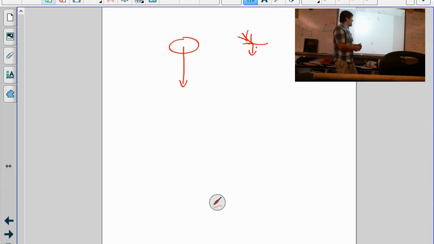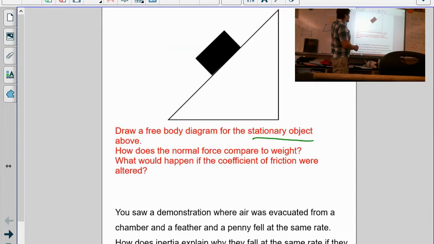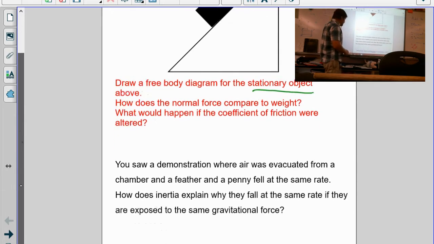And I'll just give you a hint. There's a lot less mass here, so we don't need as great a force to get an equal acceleration. So we'll talk more about that as we move forward in the unit, okay?